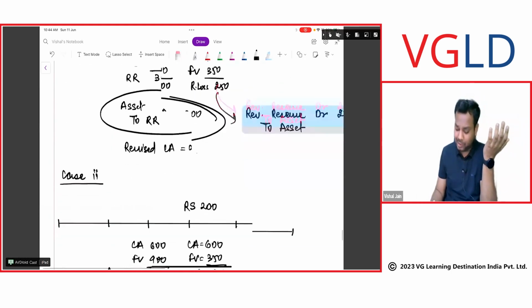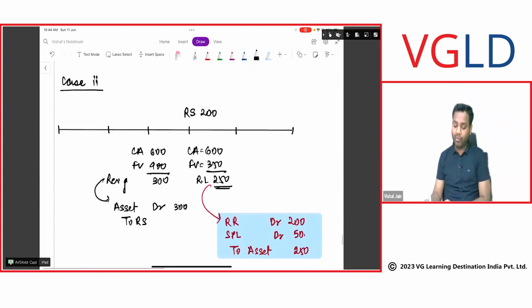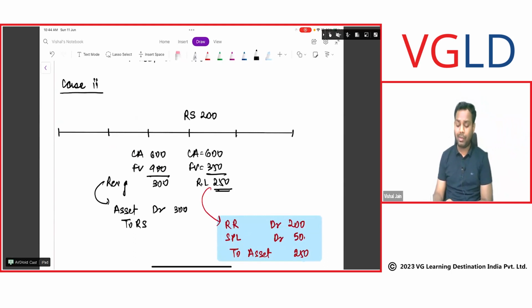Okay, but see, I have just discussed here that out of 300, 100 is transferred to retained earnings and the balance of revaluation surplus is only 200. Is it clear, Sneha?